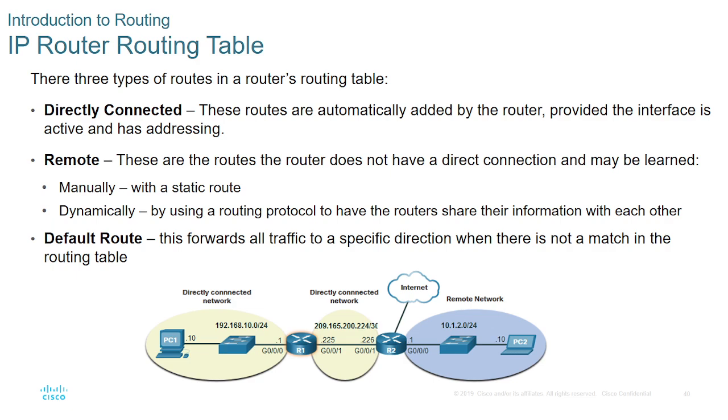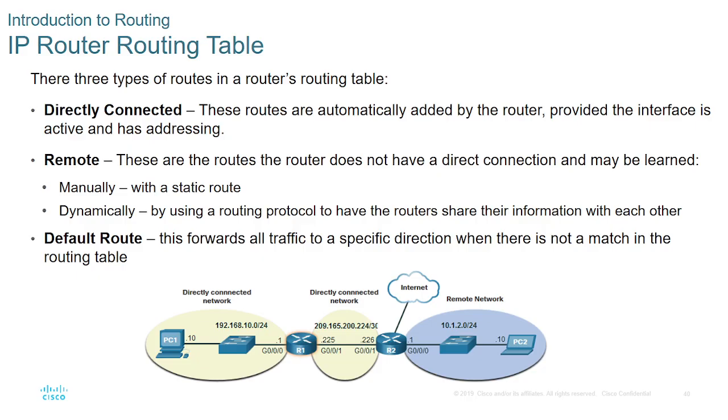The first one is what they call a directly connected route. These routes are automatically added to the router, provided the interface is active and has an address. So these ones will be automatically created the moment you assign an interface an IP address. Then we have what they call the remote routes. These are normally routes that a router does not have a direct connection to, but they may be learned. And they may be learned in two main ways.